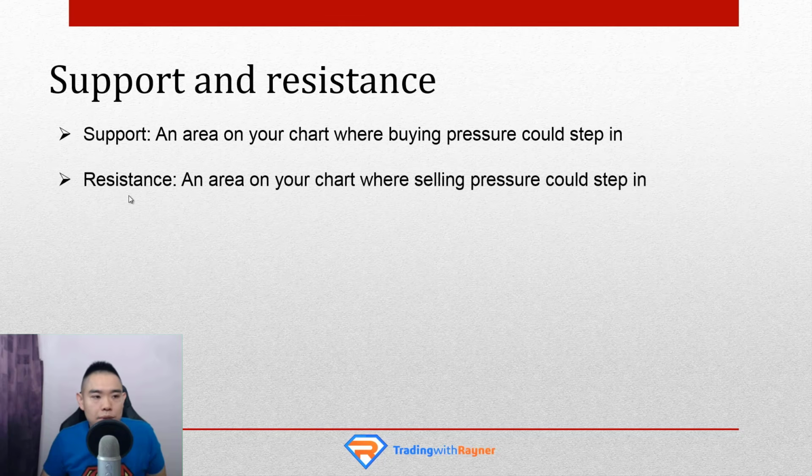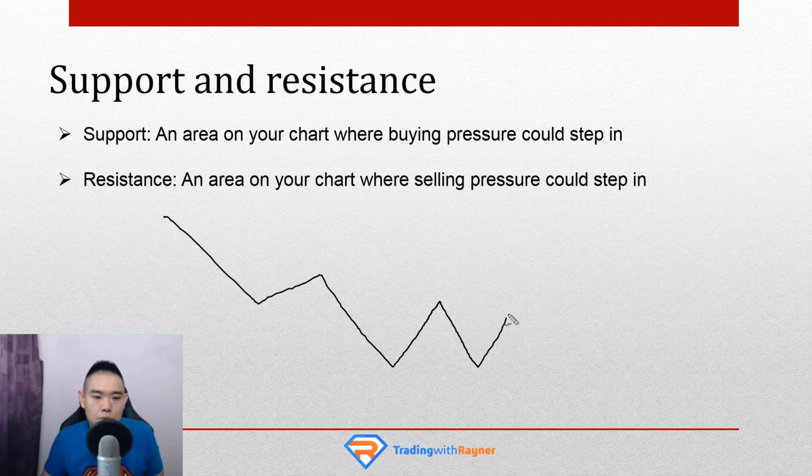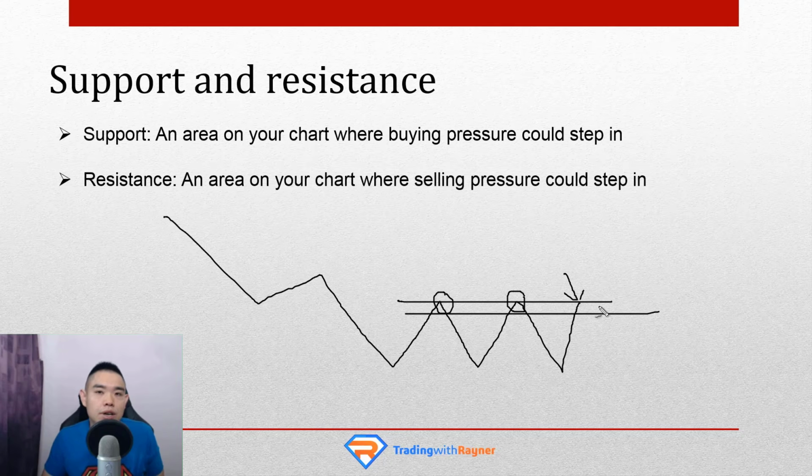On the other hand, we have something called resistance. This is an area on your chart where selling pressure could step in and push the price lower. It looks something like this. Let's say price is in a downtrend, comes up, comes back down, goes up, comes back down, goes up. And we can draw this as an area of resistance. Price got rejected once, twice, and now maybe a third time over here. This is what we call an area of resistance, where potential selling pressure could come in and push the price lower. So this is the opposite of support.